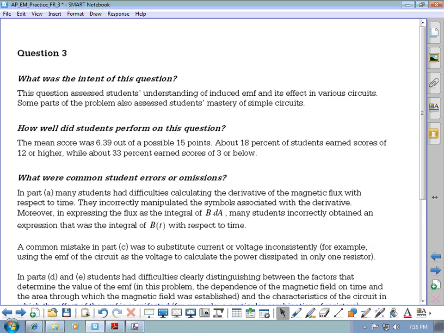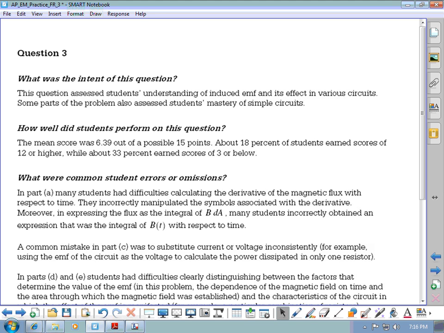Common student errors or omissions. In part A, many students had difficulties calculating the derivative of the flux. They incorrectly manipulated the symbols associated with the derivative. In expressing the flux as the integral of B dA, many students incorrectly obtained an expression that was the integral of B dt. That's not the correct thing. You're not integrating B with respect to time, you're integrating B with respect to area when you're looking at the flux. And if the magnetic field is constant over that area, then it's just B times the area.